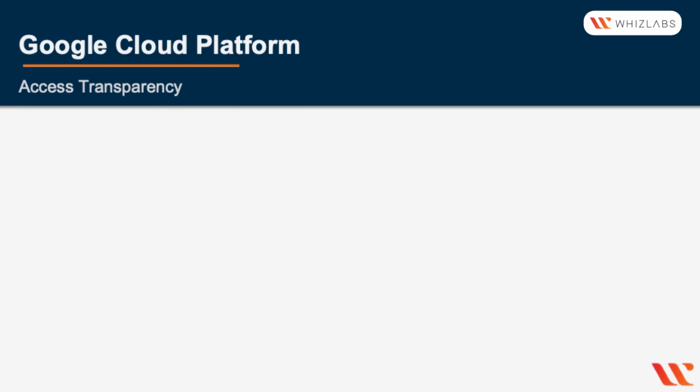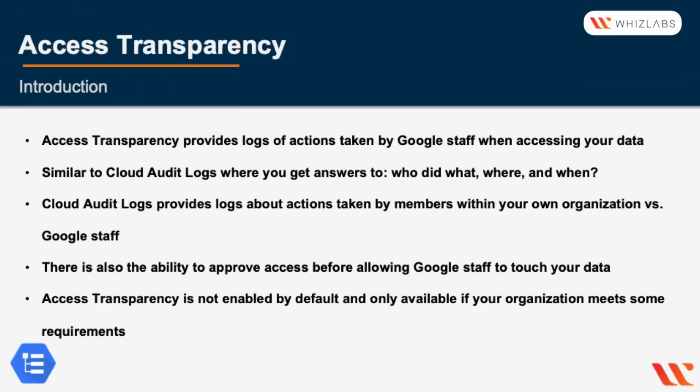In this lecture, we'll explore access transparency. Access transparency provides logs when Google employees and administrators access GCP resources that belong to organizations. This is part of the ongoing initiative of BeyondCorp that Google has recently started in order to separate their own organization and their own employees from other organizations that are using Google Cloud.